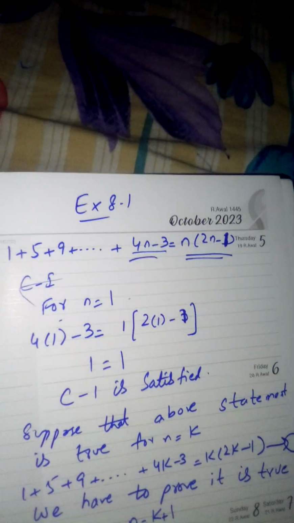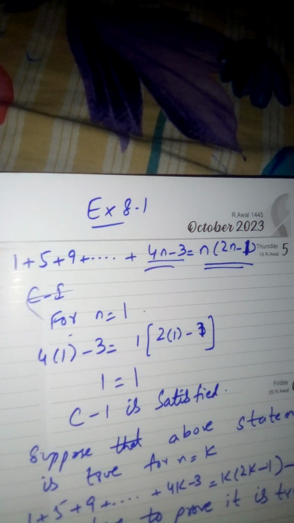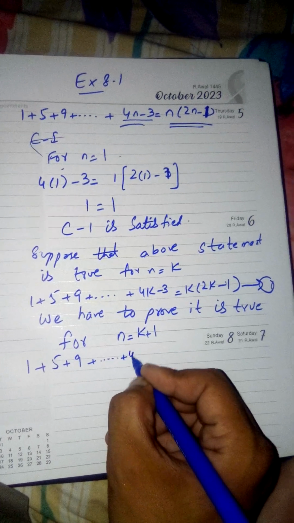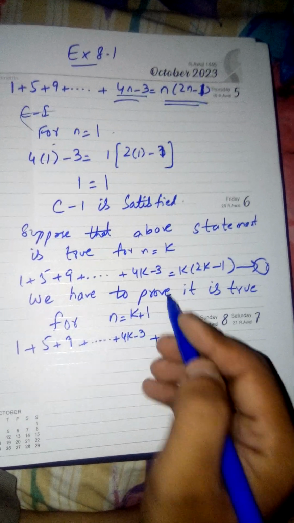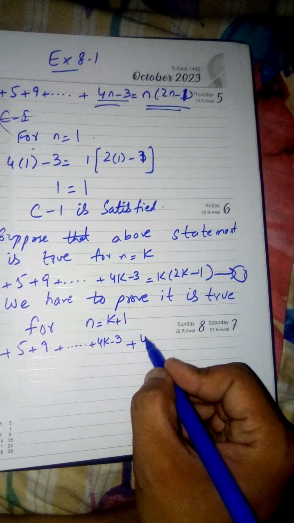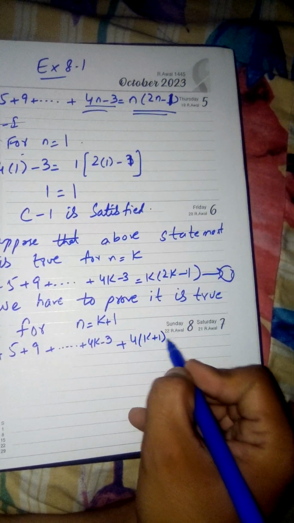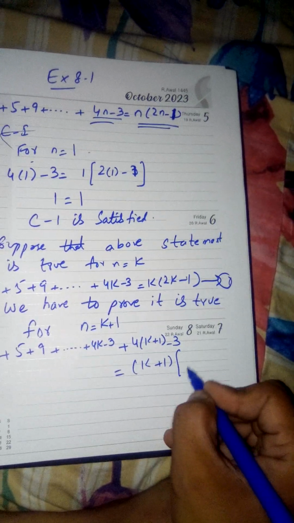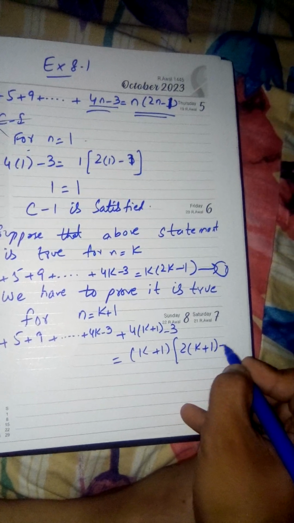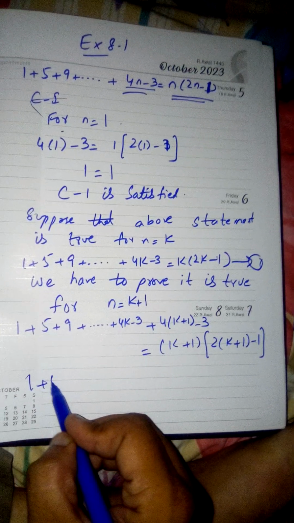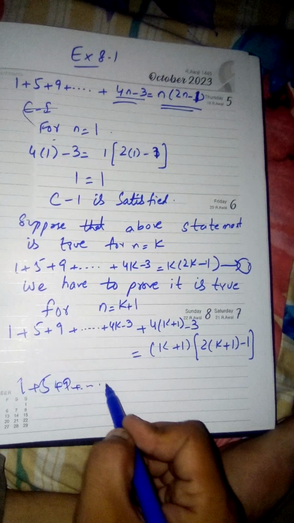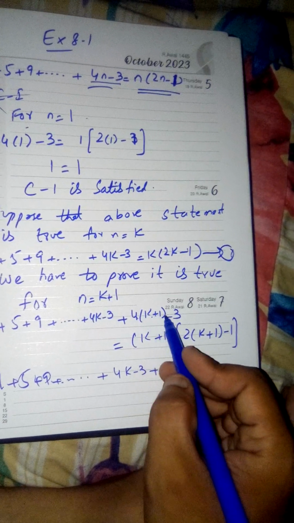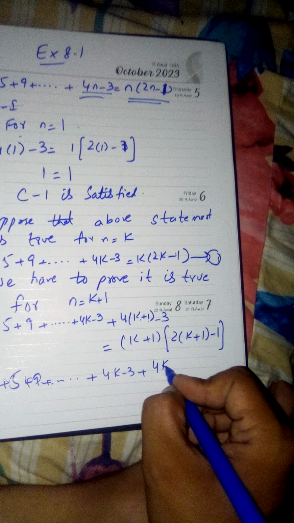4 times k plus 1 minus 3 equals, on the right hand side, putting k equal to k plus 1, (k plus 1) times (2 times (k plus 1) minus 1). The term becomes 1 plus 5 plus 9, and so on up to 4k minus 3. When we solve this term, 4k plus 4 minus 3 is 4k plus 1, equal to (k plus 1) times (2k plus 2 minus 1), which is 2k plus 1. This is equation number 2.